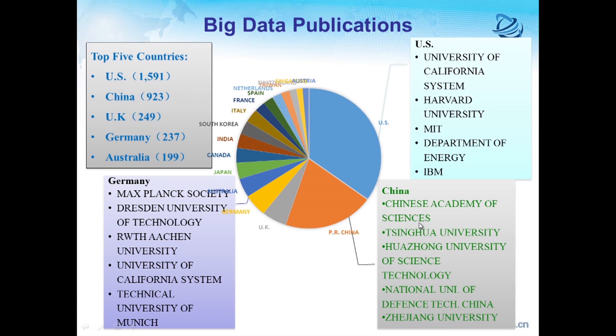How about China? The Chinese Academy of Sciences, and also famous universities like Tsinghua University, one of the top 2 universities in China. Also Zhejiang University, a very big university. And in Germany, you can see the Max Planck Society, the famous national research organization. Several years ago, we did an analysis of the top 5 countries in papers published, like this one.